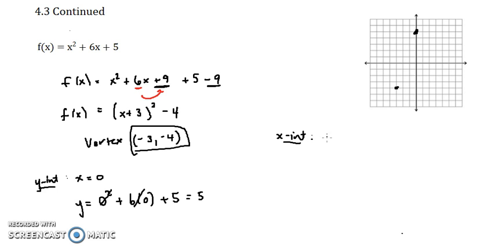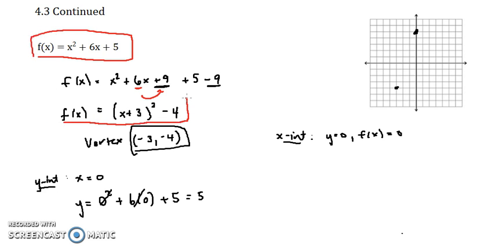Okay, so for x-intercepts, we want to set y equal to 0 or set the function equal to 0. And we've got two different forms of the function. We can either set this equal to 0, or we can set this equal to 0. Okay, now if we set the first one equal to 0, that's fine. You're going to be going through all of your different quadratic ones. The second one is sometimes easier to solve because you can always use the square root method. So why don't we go ahead and go through both of them.